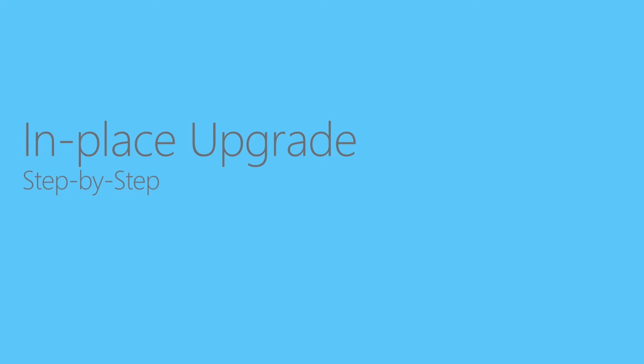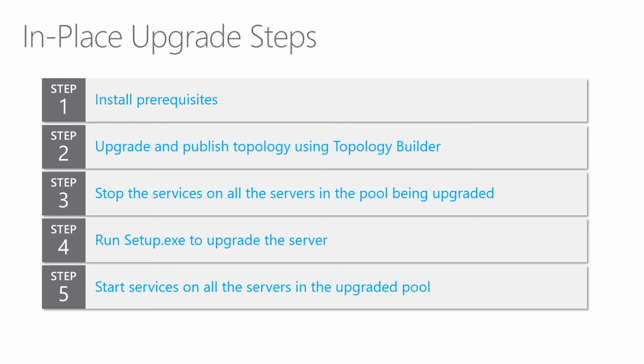In-place upgrade step by step. In order to successfully complete an in-place upgrade to Skype for Business Server 2015, you must complete the following 5 steps. Step 1, install prerequisites.